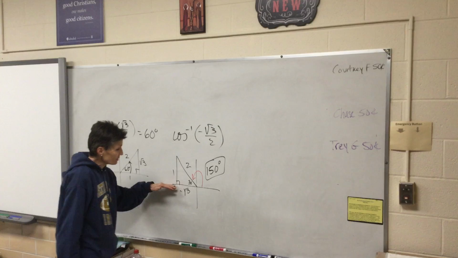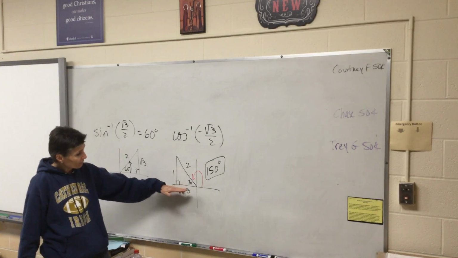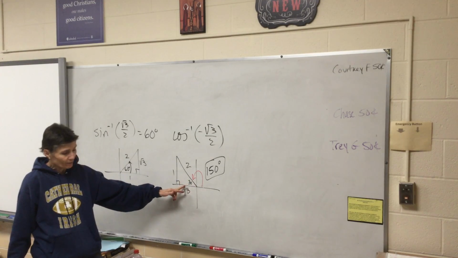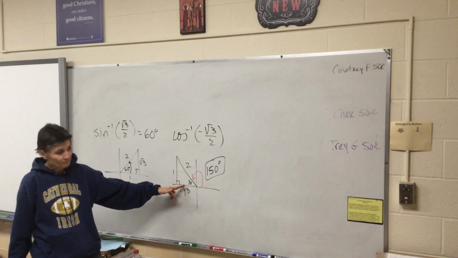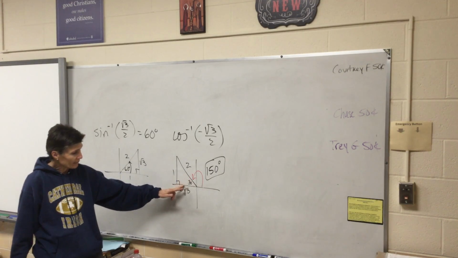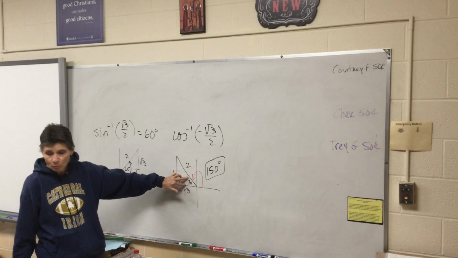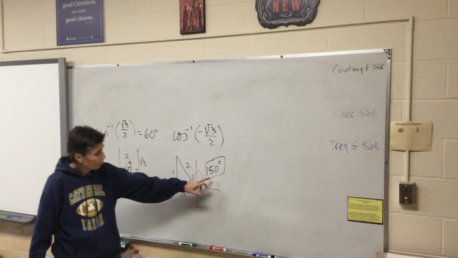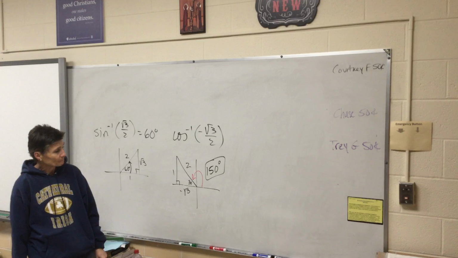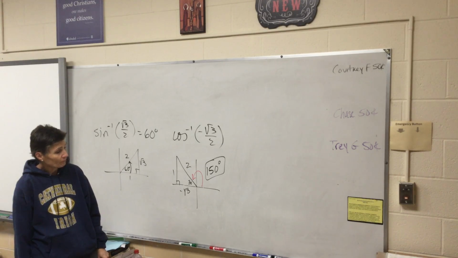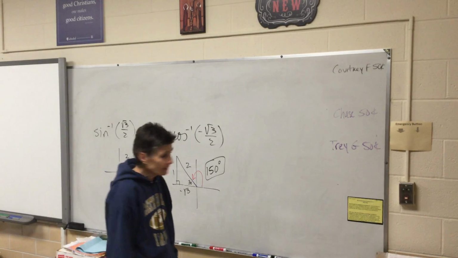For those of you that are still confused, remember, if you went all the way to here, it would be 180. We didn't get to 180. We stopped with 30 to go. So 180 minus 30. Perfect. All right, let's look at the next one.